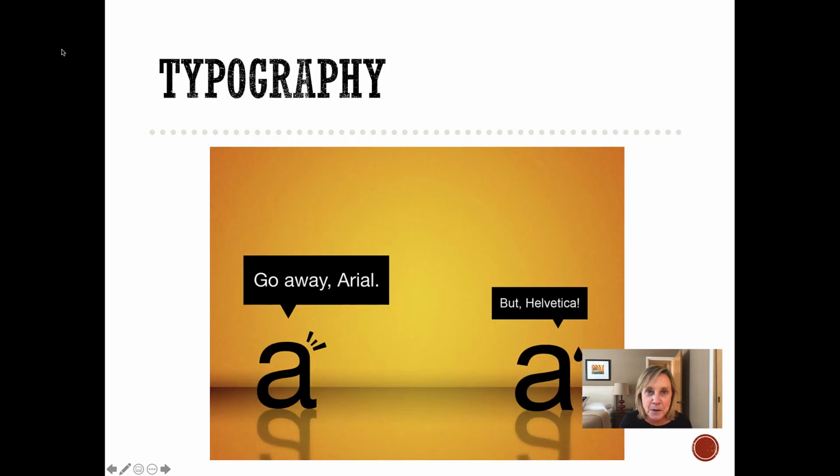If you're a type nerd like Eric and me, and believe me, there are millions of type nerds in the world, you will understand this cartoon. We've got Helvetica here saying, "Go away, Arial," and Arial is saying, "But Helvetica, no, accept me." Helvetica was a typeface that was designed in 1957 by a Swiss type designer.